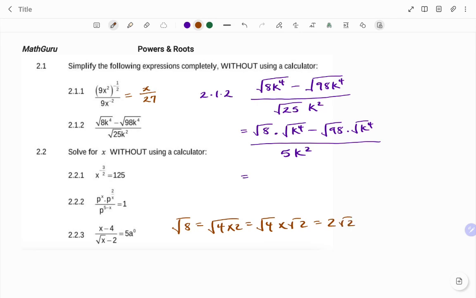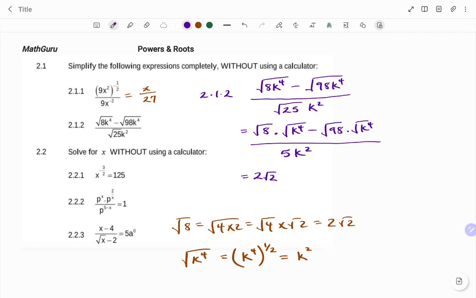You can check the videos below in the comment section on how to simplify surds. So therefore, my root of 8 will be 2 root 2. And then the square root of k to the power of 4 is the same as k to the power of 4, and if I'm changing it to index form, root becomes power of half. If I multiply 4 by half, that will be k squared.